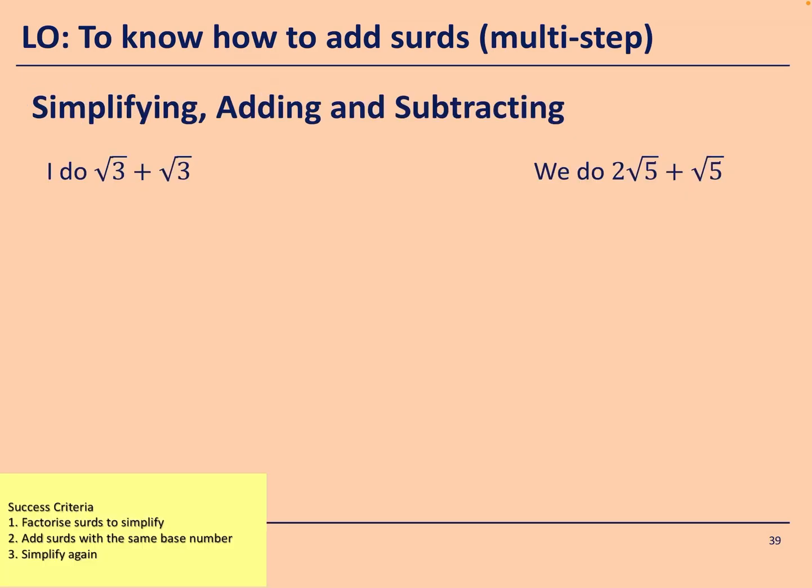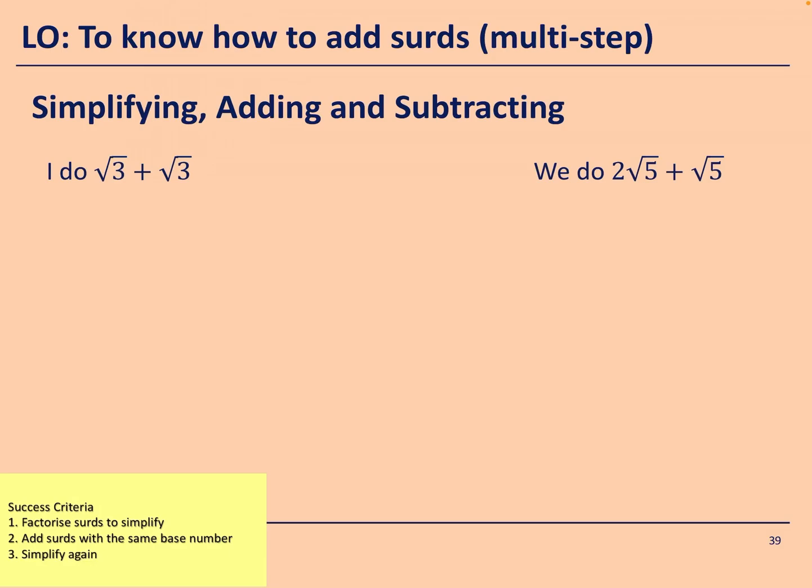The success criteria is as followed. 1. Factorize surds to simplify. 2. Add surds with the same base number. And finally 3. Simplify again. And that's what we're going to do here. When I mean base number, I mean the number that's within the actual square root.